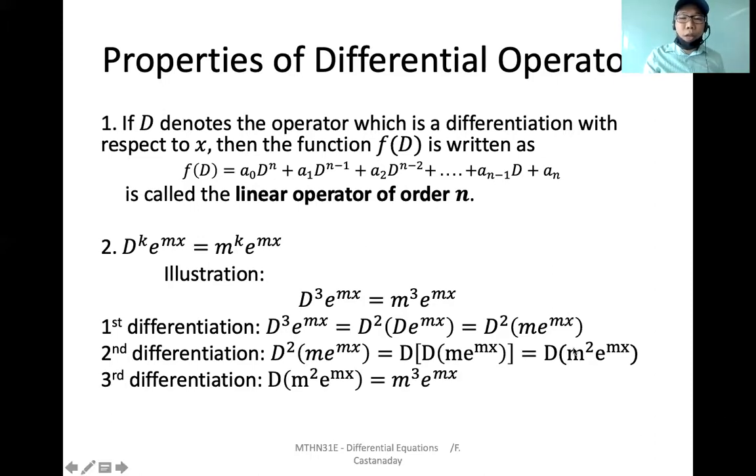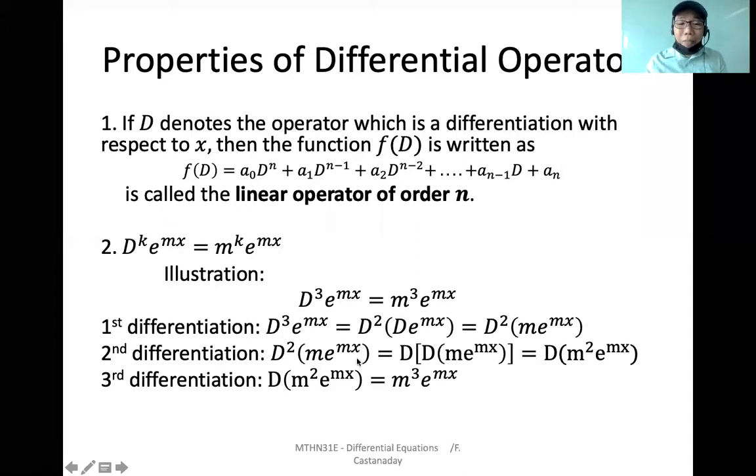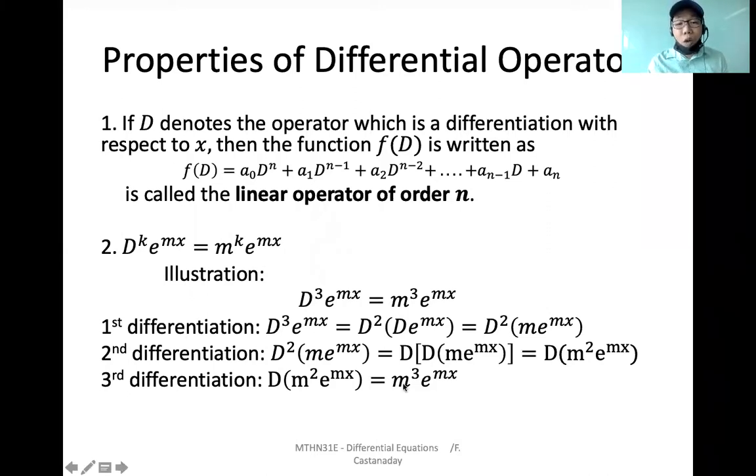And finally, we are to differentiate, there is still one left, right, of the operator. So that means we are to differentiate this function, m squared e raised to mx. Now, we copy m squared and we differentiate e raised to mx. So you copy e raised to mx and then differentiate m times x, and that is m. So m squared times m is m cubed. Okay, so it shows that this d operator raised to 3 times e raised to mx is equal to m cubed e raised to mx. So that's what it means.